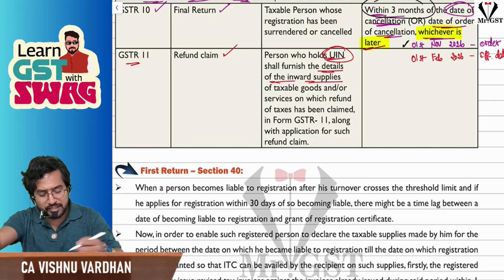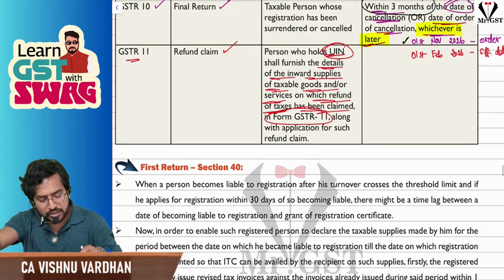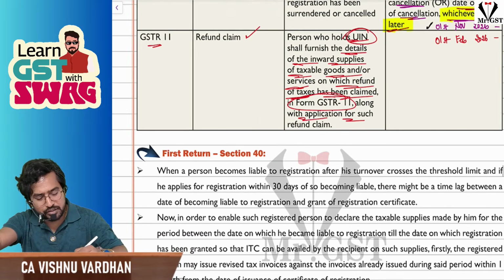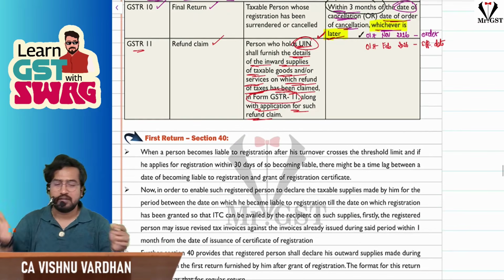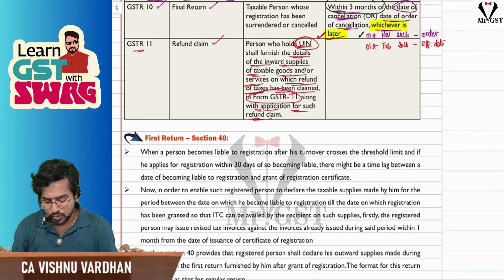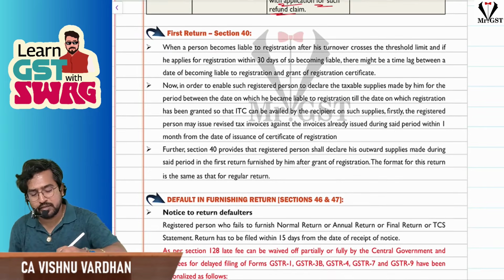They shall furnish the details of inward supplies of taxable goods or services on which refund of taxes has been claimed in the form GSTR 11 with application for such refund claim. So this will be used for these people, UIN. Whenever they want refund, they will apply. There is no such due date. Shall we move on? Yes.